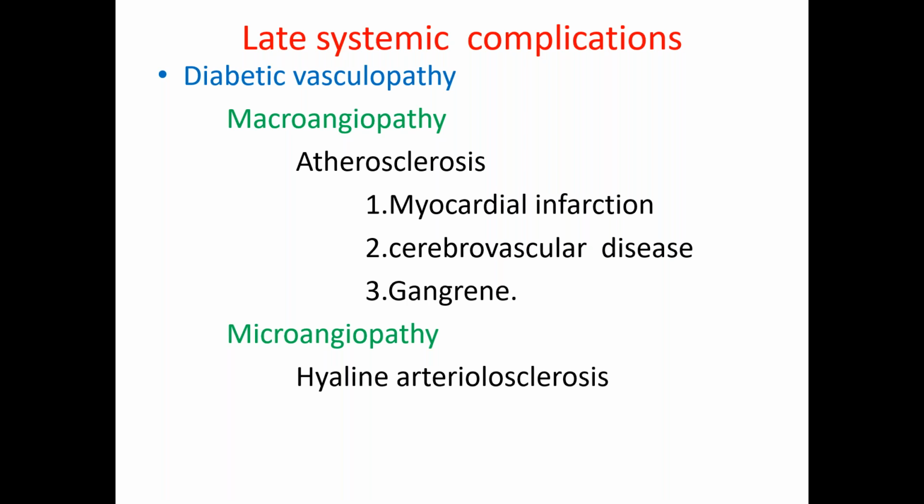And vascular changes also occur in the small vessels, arterioles and capillaries. This is described under the term microangiopathy. Micro means small, angio means blood vessels. Small blood vessels are the arterioles and capillaries. So these vessels show basement membrane thickening. This is known as hyaline arteriolosclerosis.